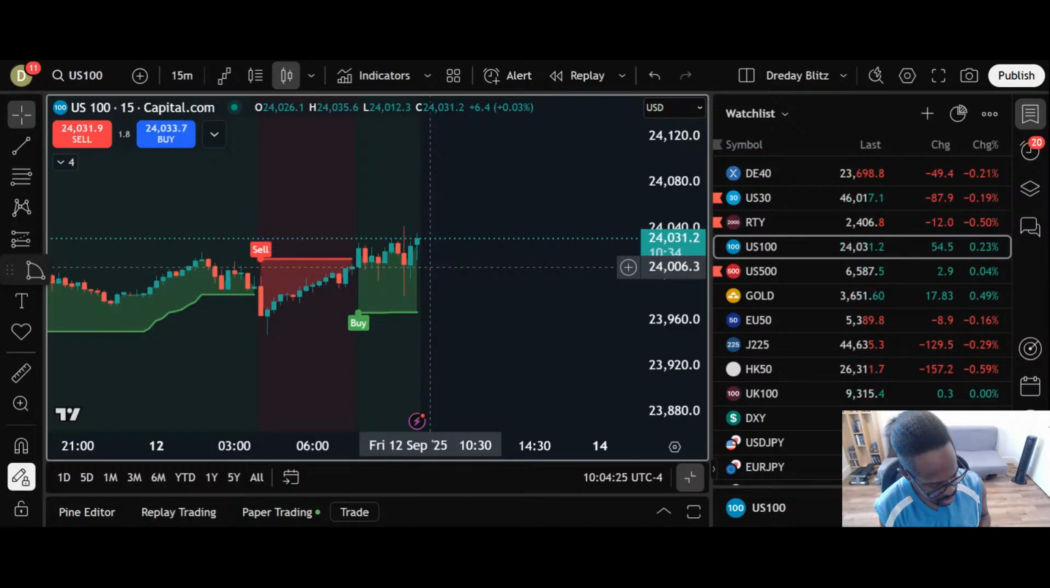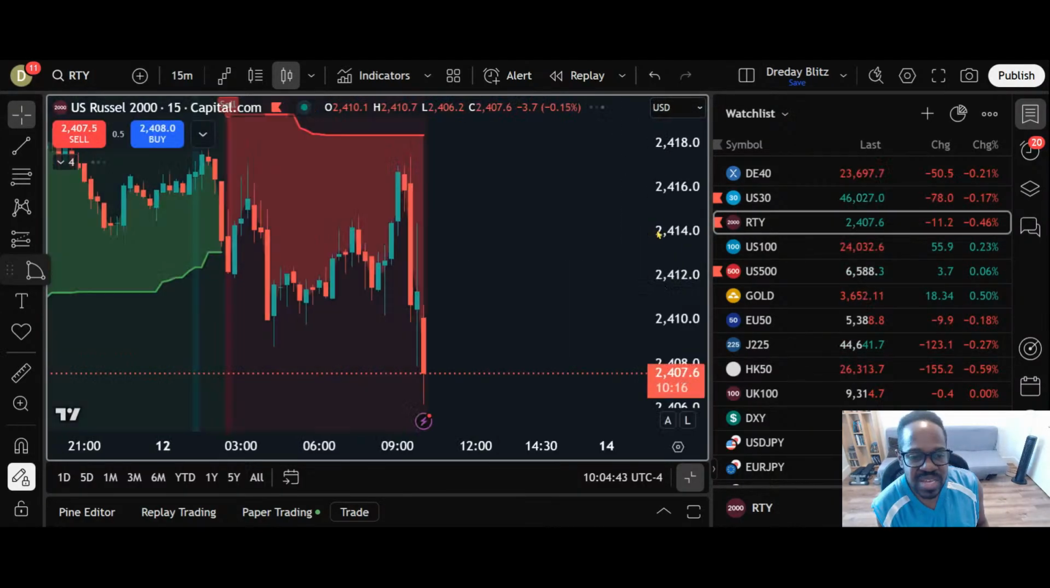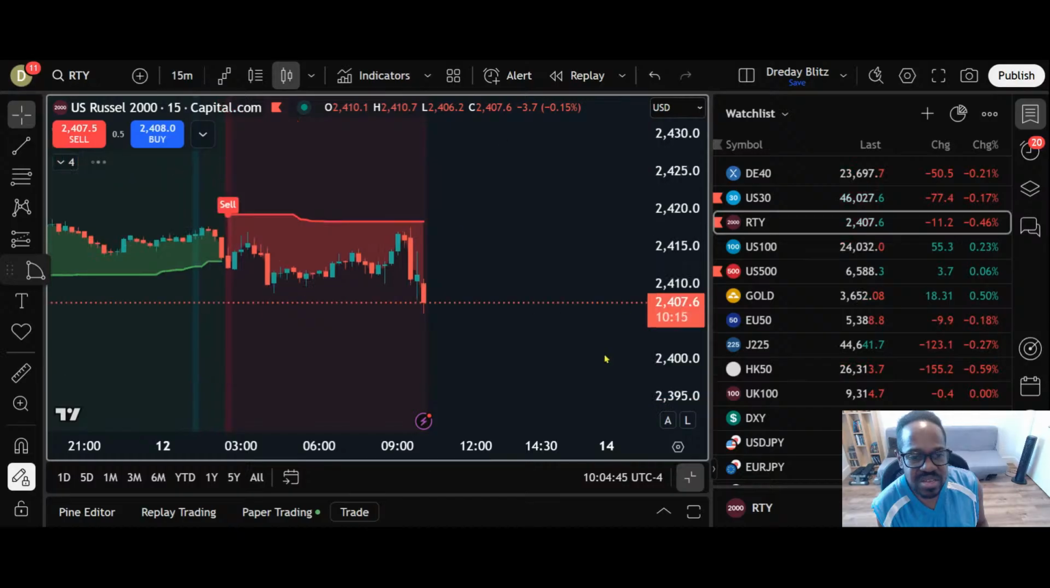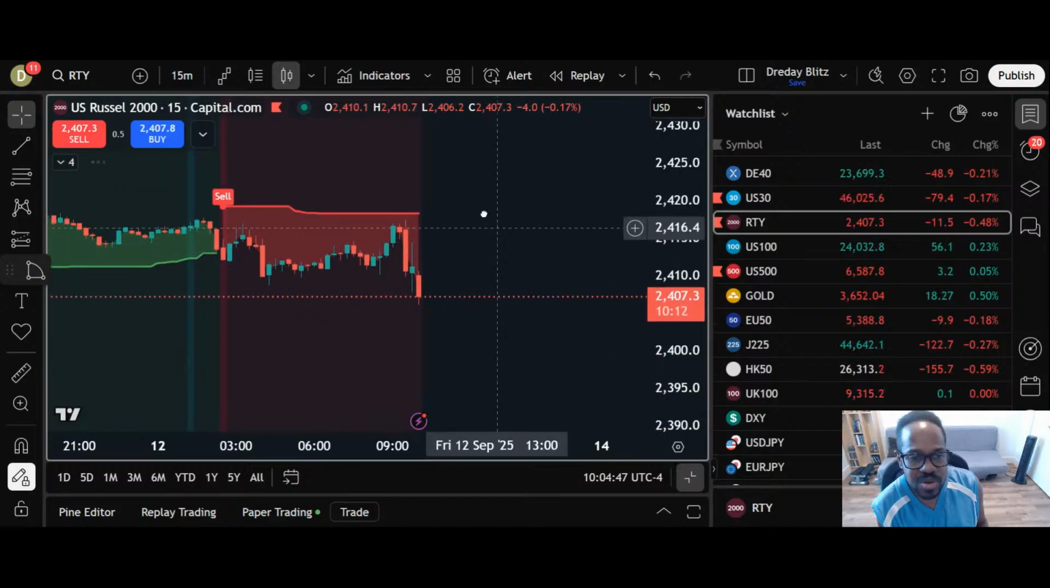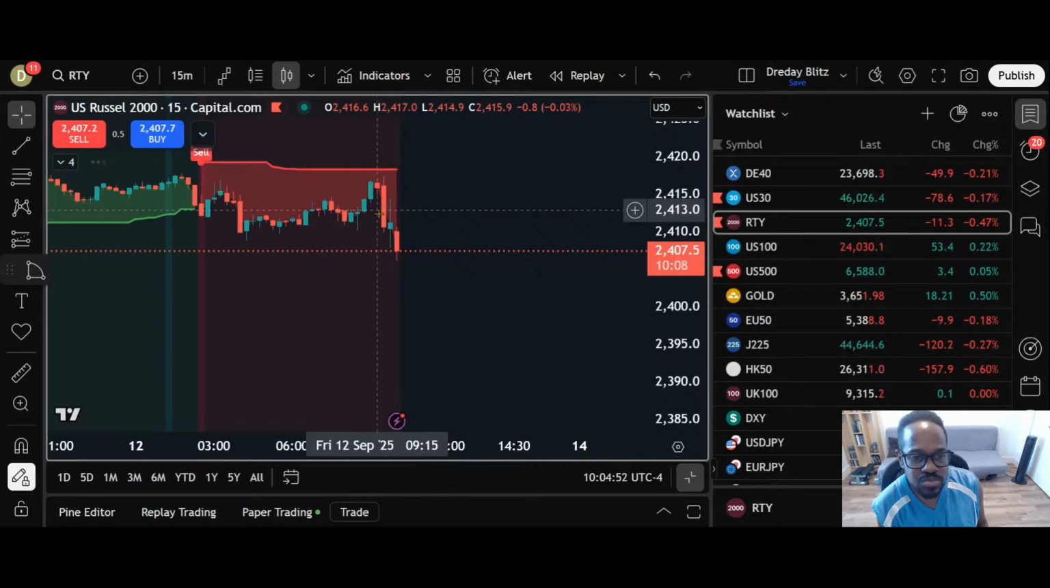So for now, we still have the sell on US30. NASDAQ is a buy and S&P 500 is a buy. We had the Russell as a sell. Let me check Russell here again to see if it's still going in the downside. Yes, exactly. So we had a sell that came in here for Russell. So overall, you should be in profit overall, guys.